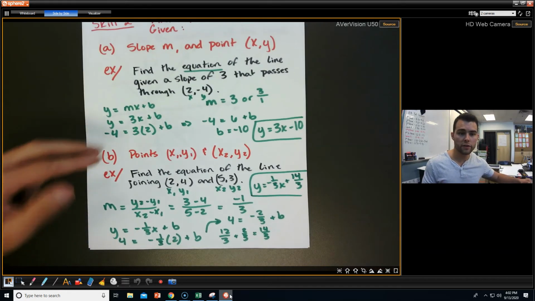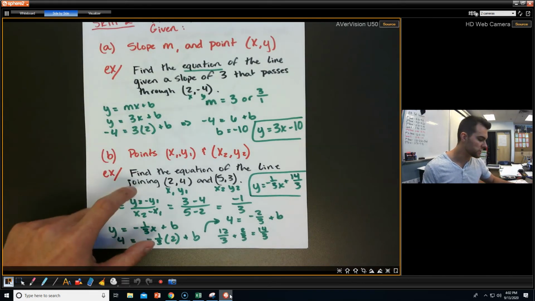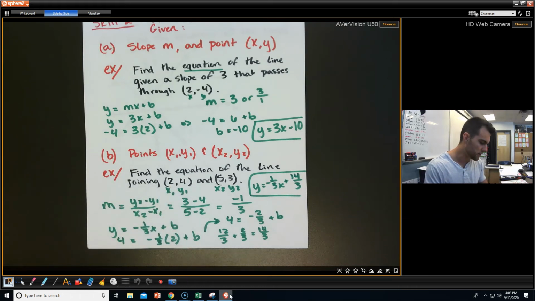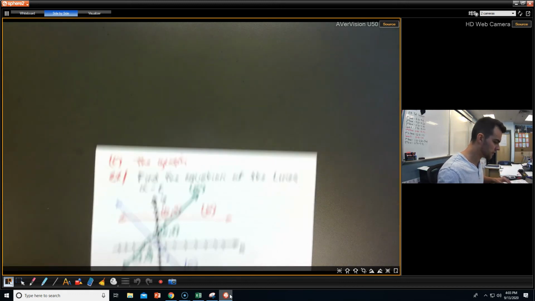Okay? Both cases work. This one might be a little bit more involved. Unless they give you the y-intercept from the get-go, you're going to have to find your slope first, and then you're going to have to plug the points in. And now for C, the last case.